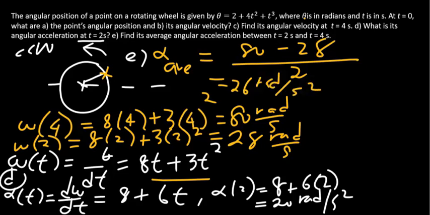So you see, the average angular acceleration is indeed a little bit different than the instantaneous acceleration, say at t equals 2 seconds.